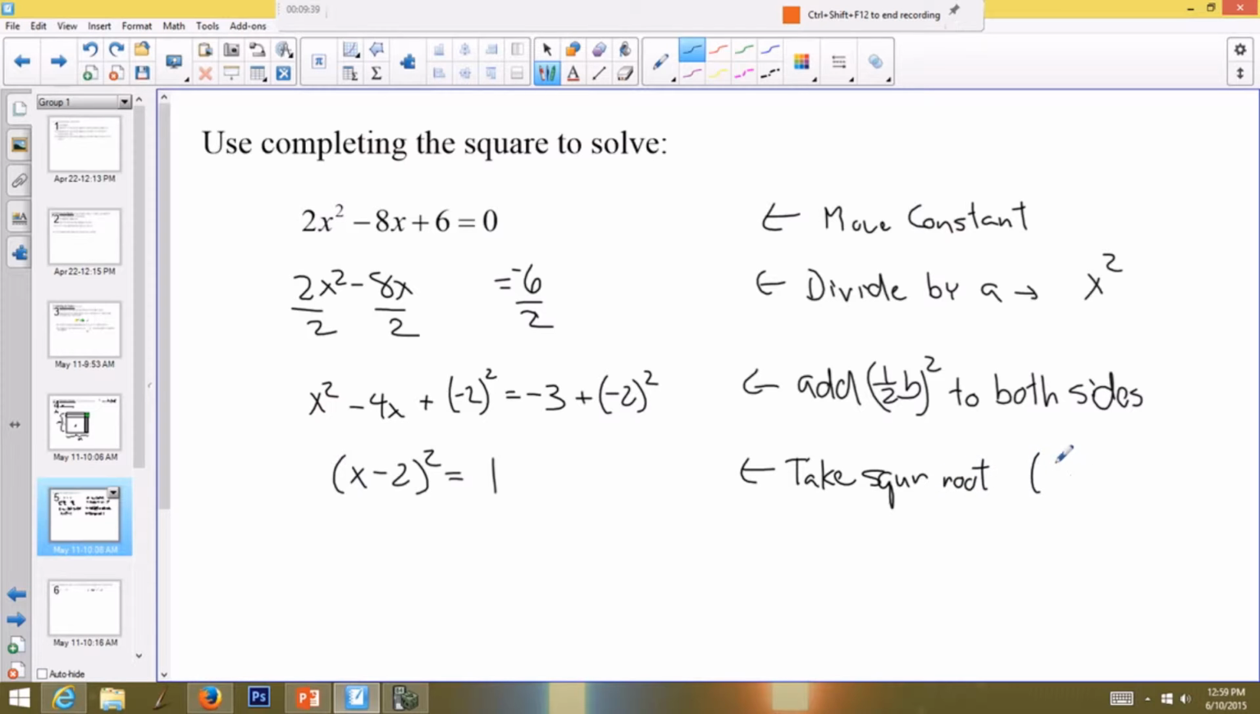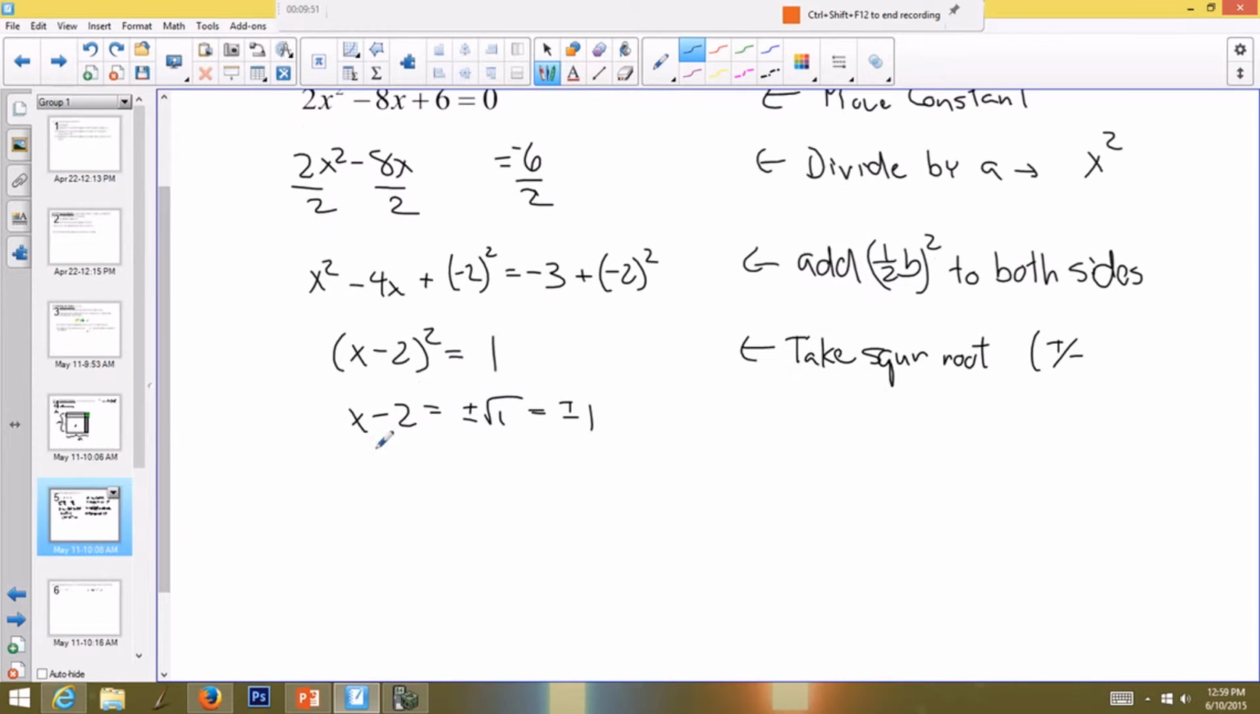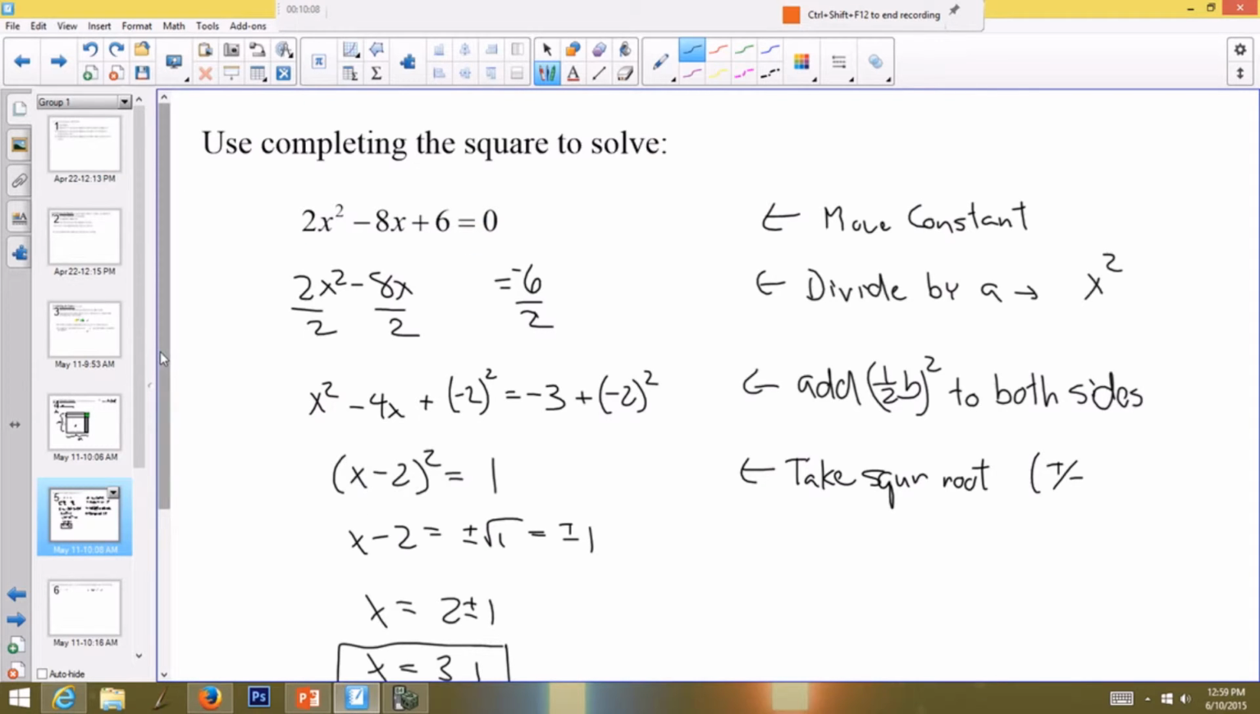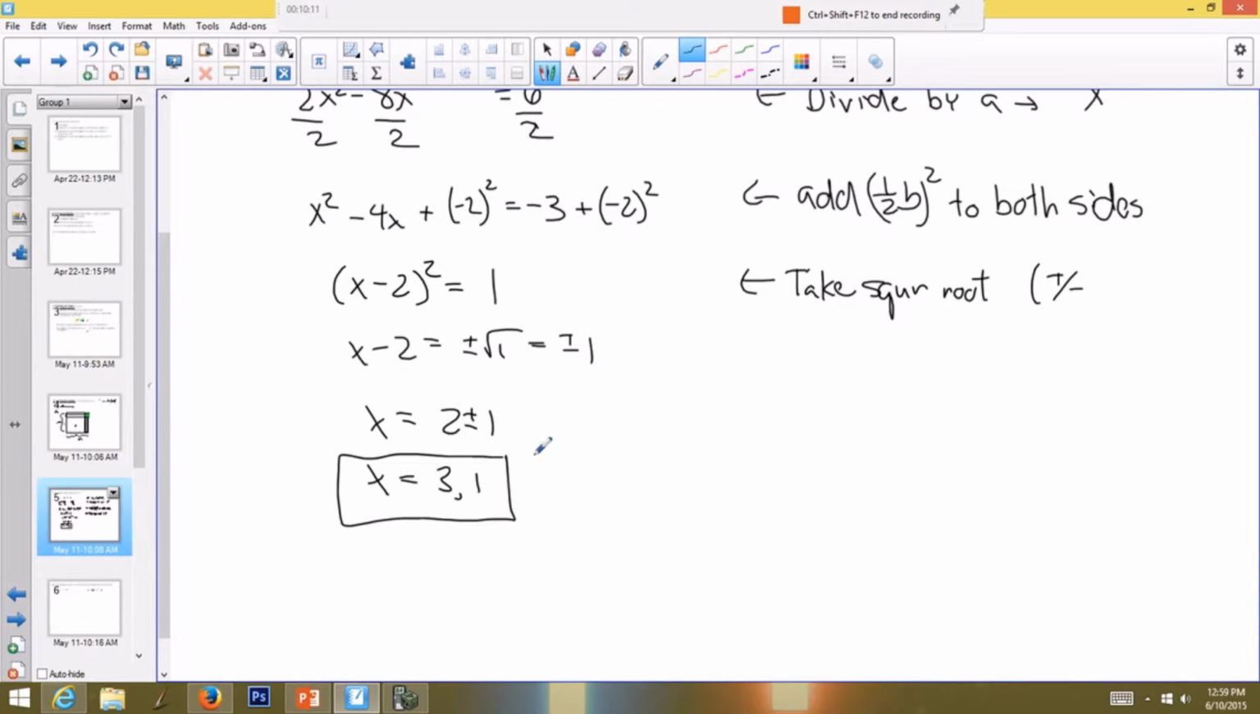And remember that when you take the square root, you have to add your plus or minus. So square root both sides gives me x minus 2 equals plus or minus the square root of 1, which is just plus or minus 1. And I add 2 to both sides, so I got x equals 2 plus or minus 1, and we shouldn't leave that because this 1 is an integer and we have like terms. So 2 plus 1 is 3 and 2 minus 1 is 1. So my solution by completing the square is 3 and 1.